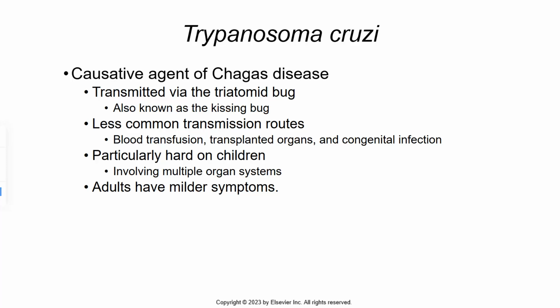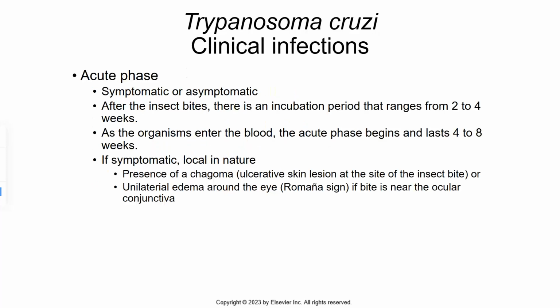Trypanosoma cruzi, the causative agent of Chagas disease, is transmitted by the triatomine bug, also known as the kissing bug. Less common transmission routes would be blood transfusion, transplanted organs, and congenital infection. It is particularly hard on children, involving multiple organ systems. Adults have milder symptoms. In the acute phase, symptomatic or asymptomatic, after the insect bites, there's an incubation period that ranges from 2 to 4 weeks.